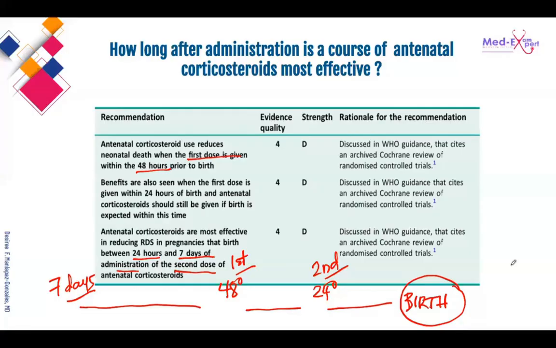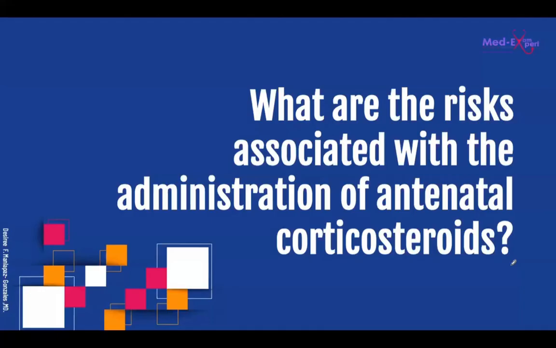So we have mentioned already what are the risks associated with the course of antenatal corticosteroids. So what are those risks that we mentioned a while ago? You can have neonatal hypoglycemia. Okay, if the mother is diabetic and you give a course of antenatal corticosteroid, you can have neonatal hypoglycemia. What are the other risks associated with this? High blood pressure. Stillbirth?